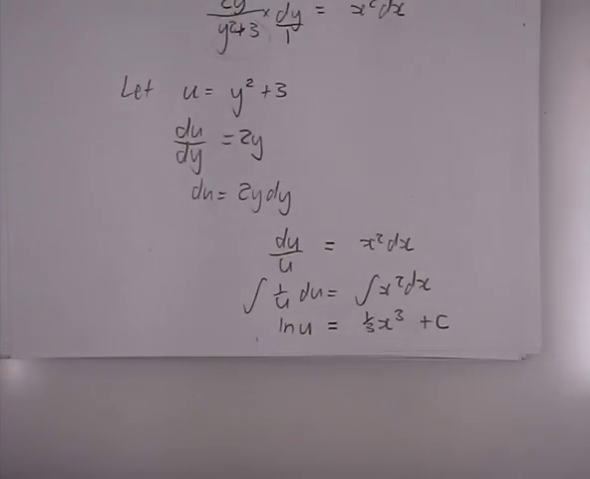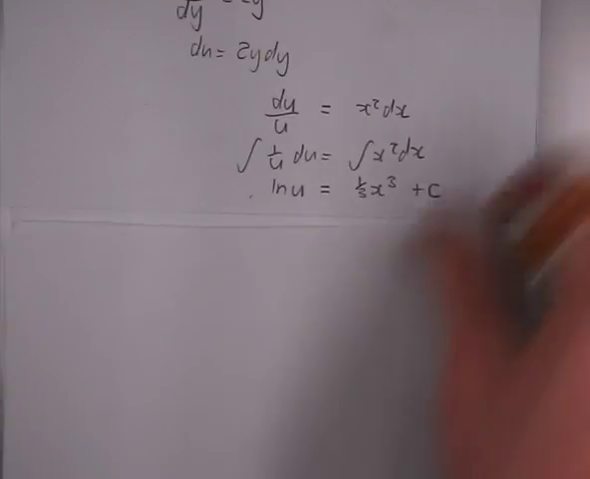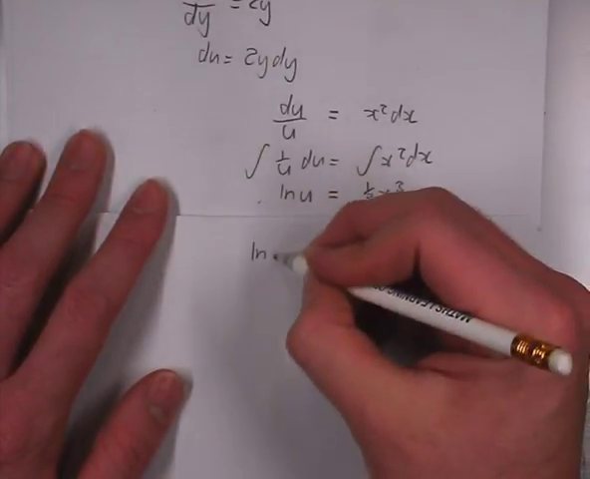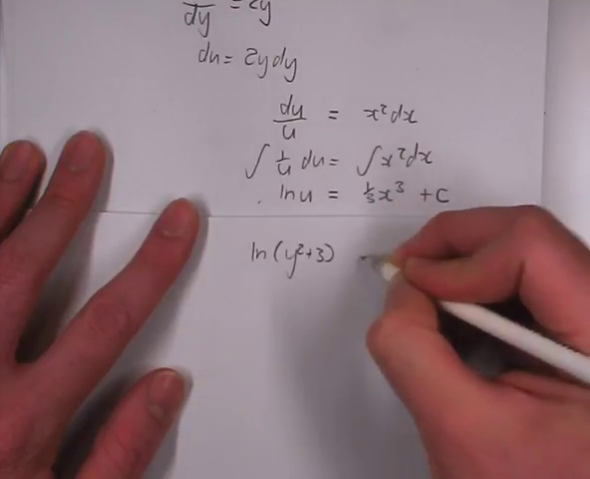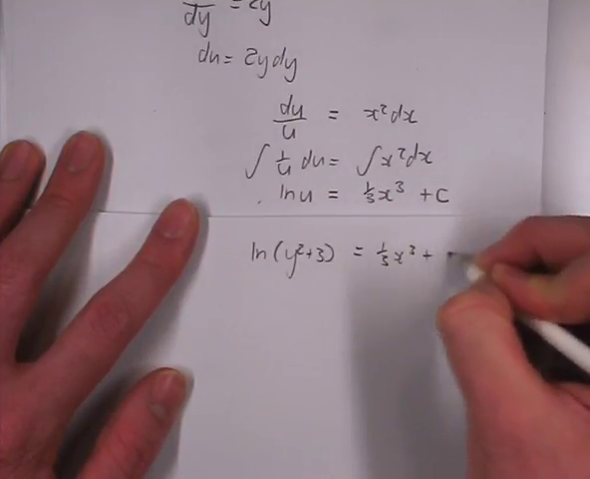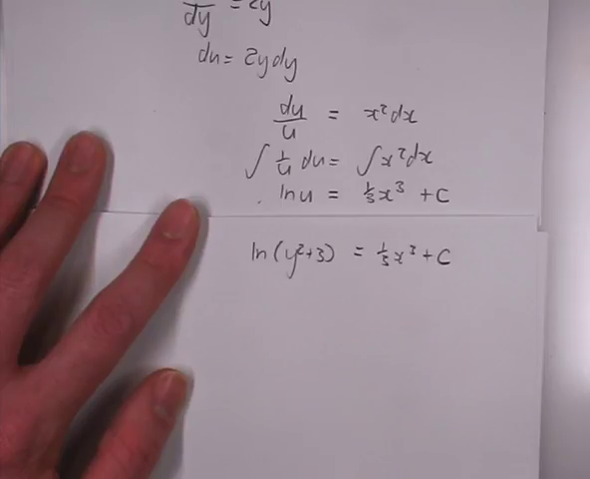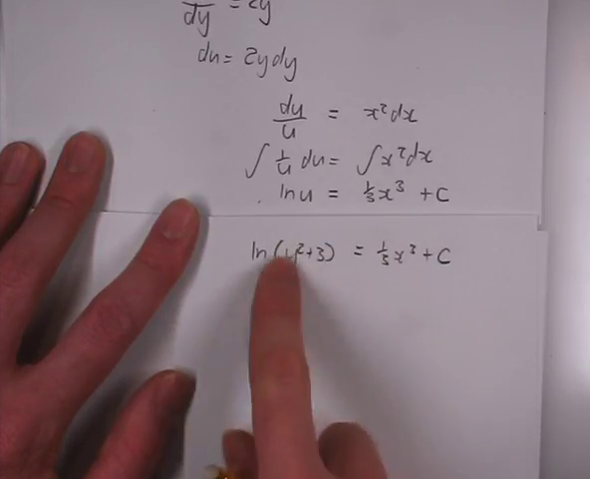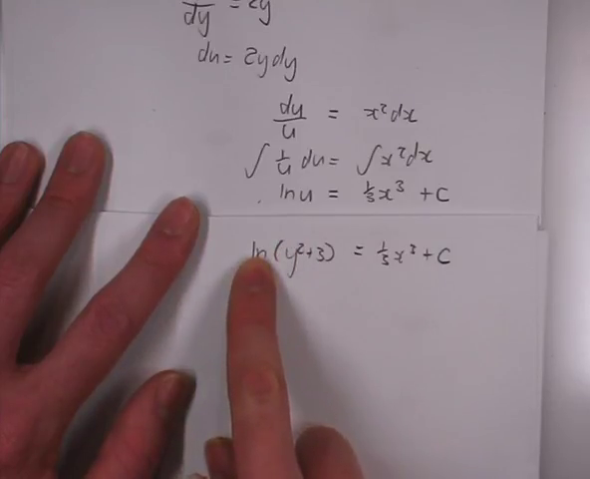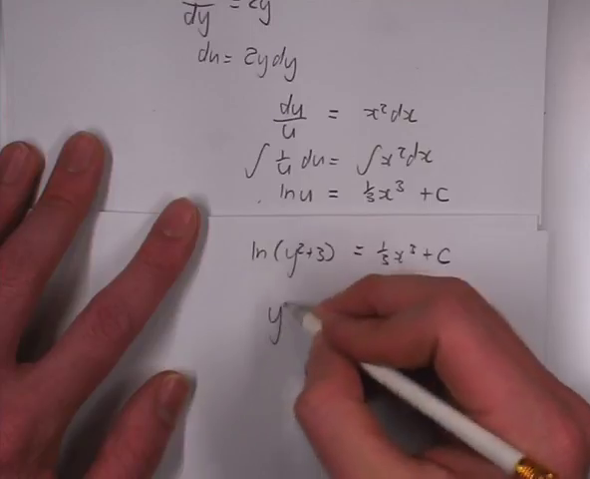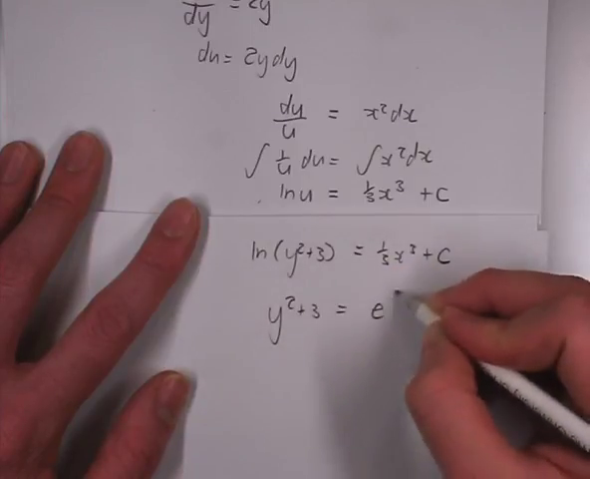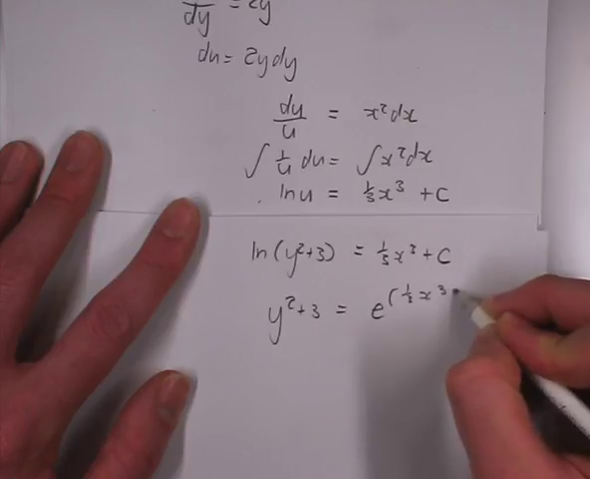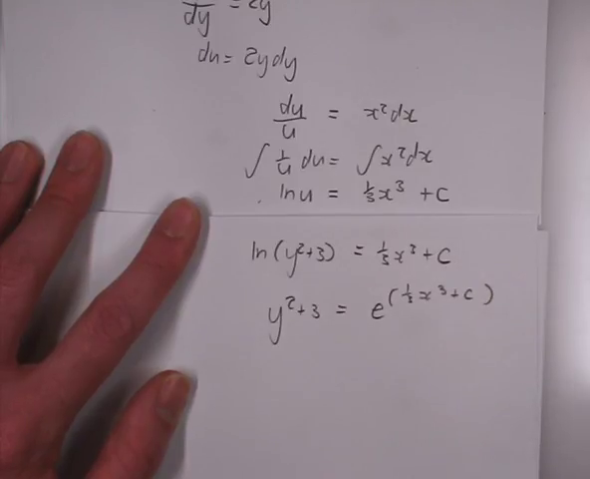And now, because I know I've finished that, I can put the y back in. So I have ln of y squared plus 3 is that. And all I have to do, all in inverted commas, is figure out what y is. So start as far away from the y as possible, get rid of the ln, and the way to do that is to do e to the power of. So y squared plus 3 is e to the power of all of this. And remember, the plus c is included in that.